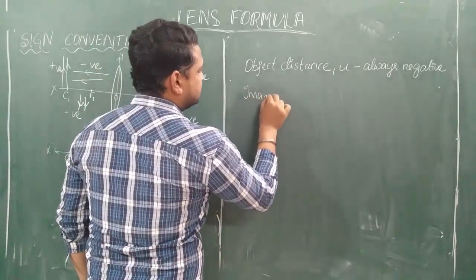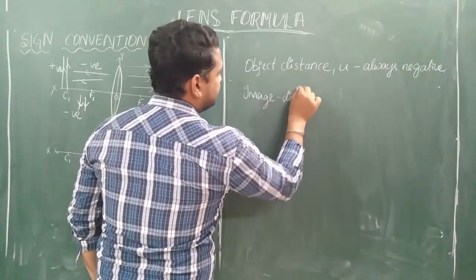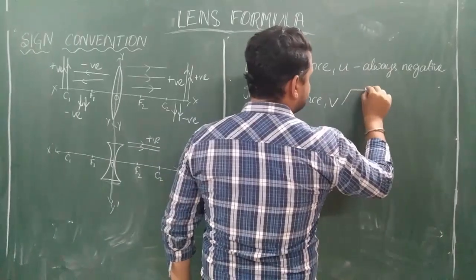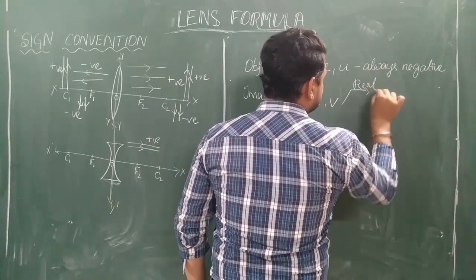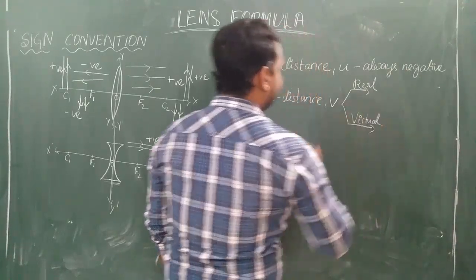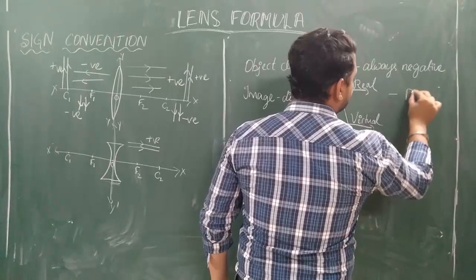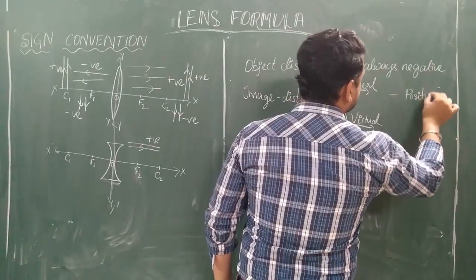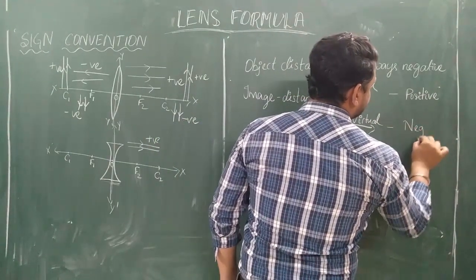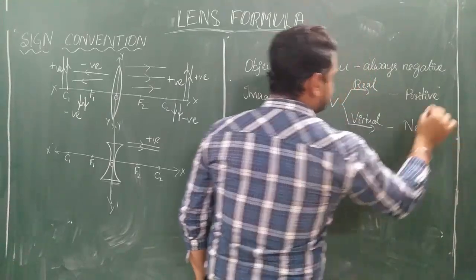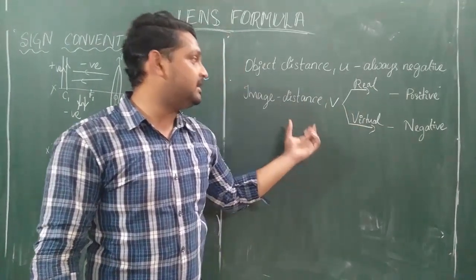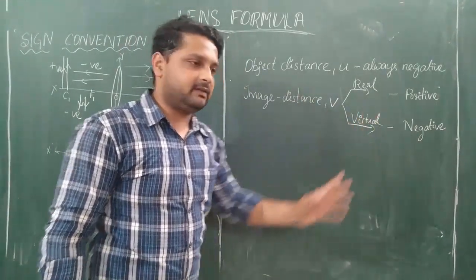In case of image distance v, two cases can be seen: whether the image is real or the image is virtual. If the image is real, then image distance will be positive. If the image is virtual, then image distance will be negative.